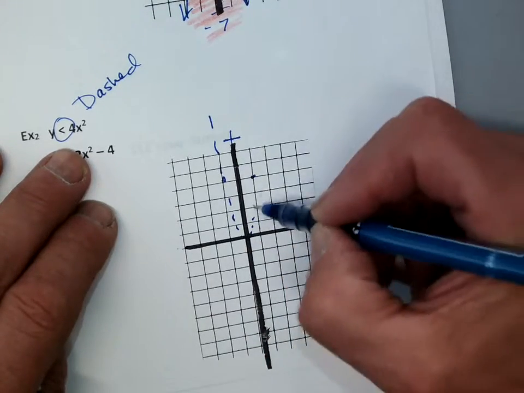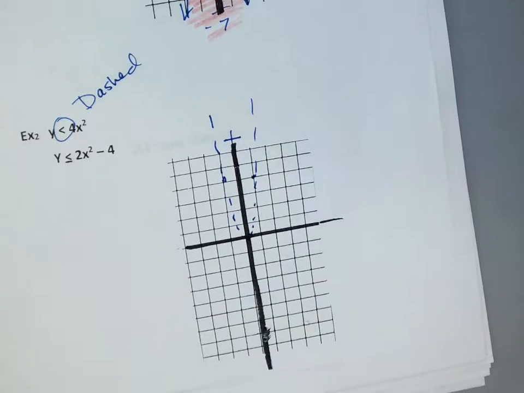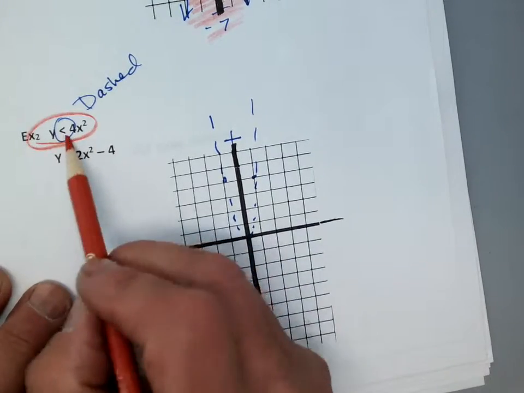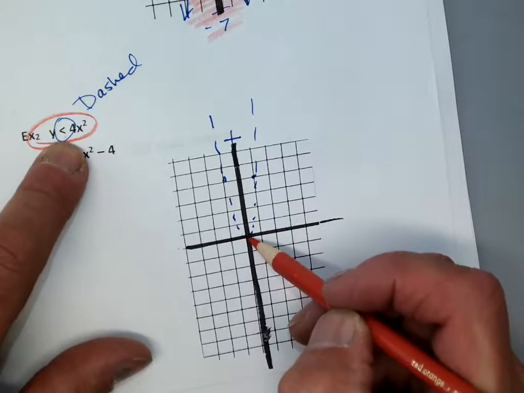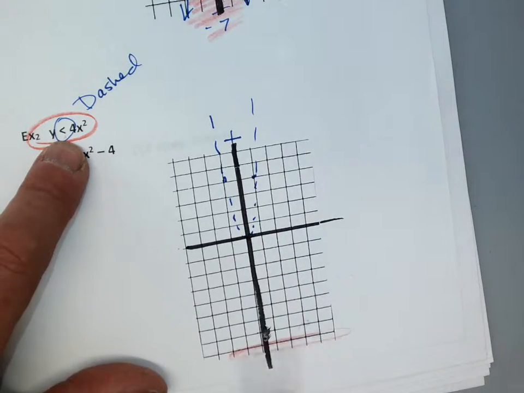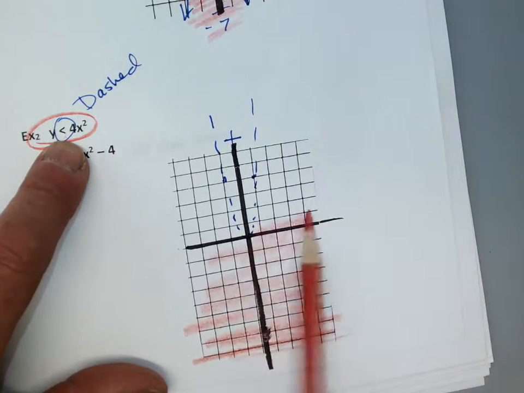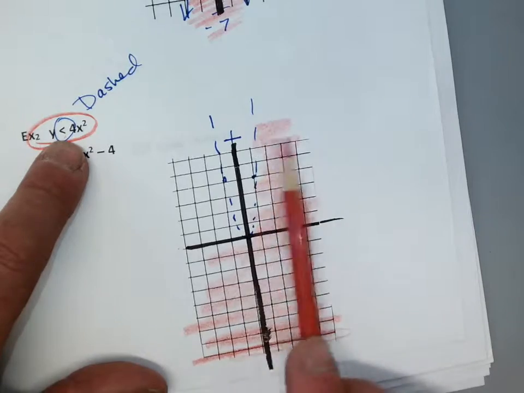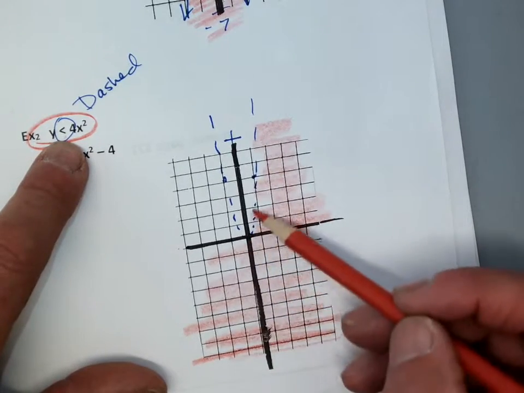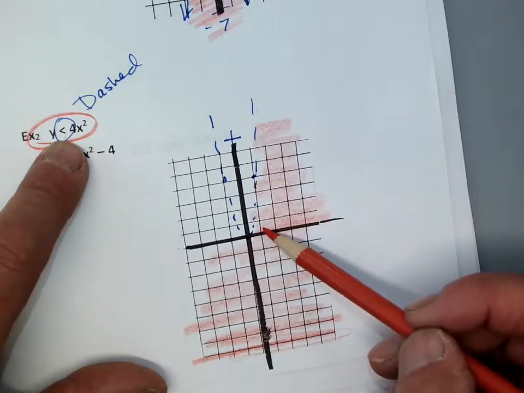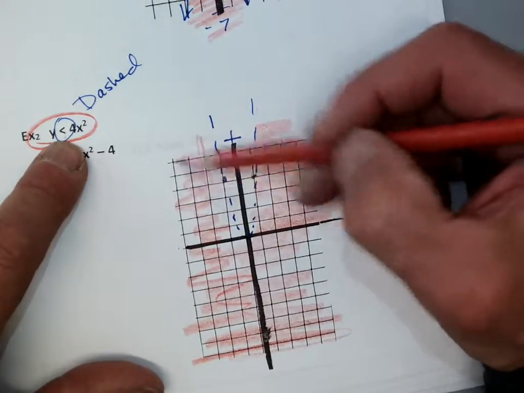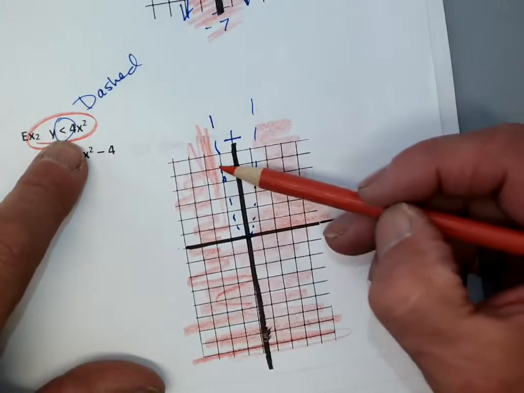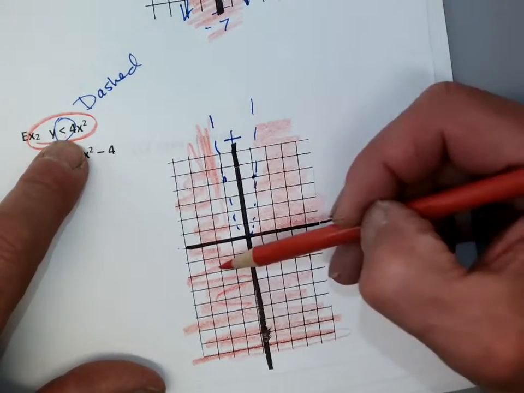Okay, dashed. Now, I'm going to stand on the vertex, and it says less than, so I shade below. Now below is all of this, right? Even over here, it's still below the parabola. It's hard to understand, but as I'm going up, up, up, these points are below me. It seems odd, but if you're here, these points are below.